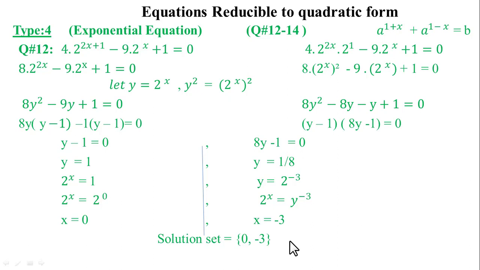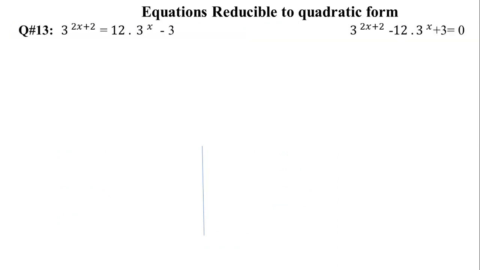Let's start the next question, question number 13. In question number 13, the given equation is in the form of an exponential equation: 3 to the power 2x plus 2 minus 12 multiplied by 3 to the power x plus 3 is equal to 0. First of all, rearrange the equation, then we write 3 to the power 2x plus 2 minus 12 multiplied by 3 to the power x plus 3 is equal to 0.